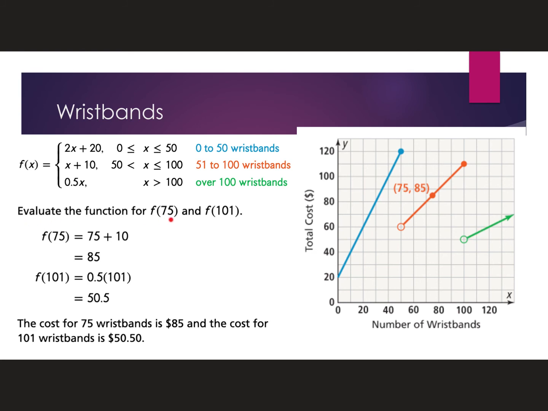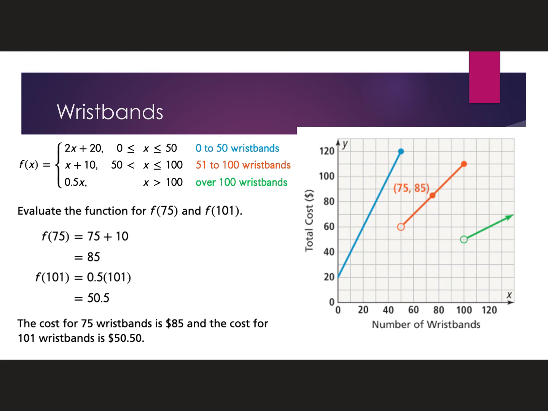So we can evaluate this function at f of 75. At f of 75, we know that we're going to use this function. We have 75 plus 10 is 85. At f of 101, if you ordered 101 wristbands, we are going to use this part of the function. So 0.5 times 101 is $50.50. So the cost for 75 wristbands is $85. The cost for 101 wristbands is $50.50.